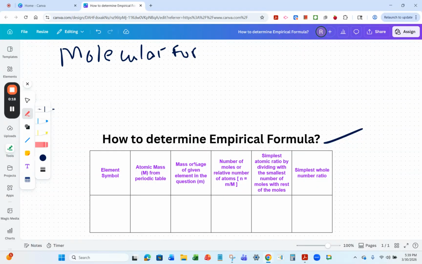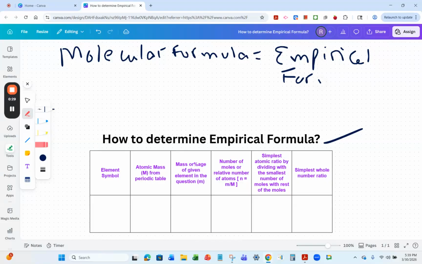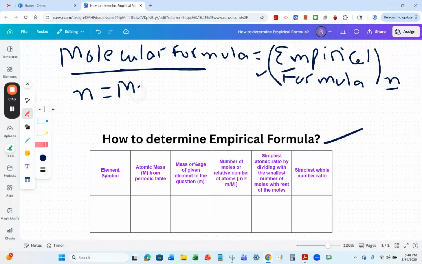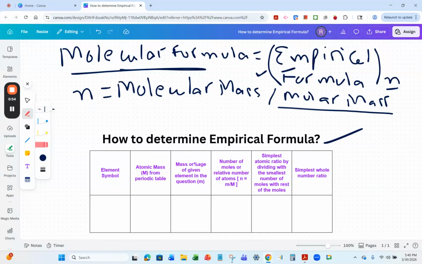So molecular formula is equal to empirical formula times n as a subscript. So it means if you want to find the molecular formula, you need empirical formula, and for that you need n also. So n will be equal to molecular mass or molar mass, standard mass, molar mass divided by empirical formula mass.